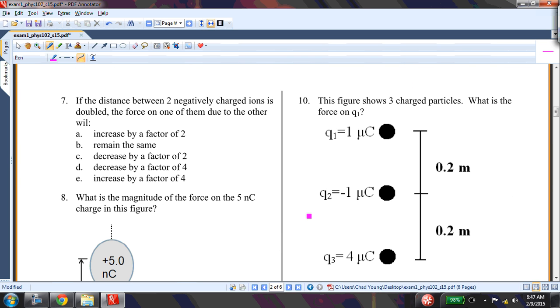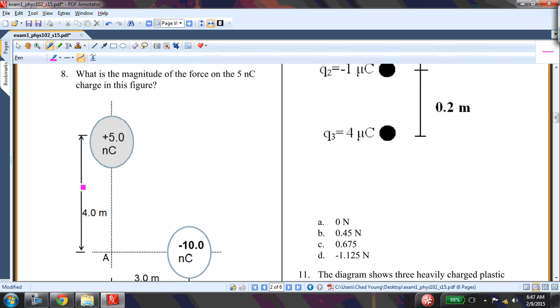If the distance between two negatively charged ions is doubled, the force on one of them due to the other will, which of these? Well, force is kQQ over R squared. I'm doubling this distance, so the force will be down by a factor of 4. So it would decrease by a factor of 4.